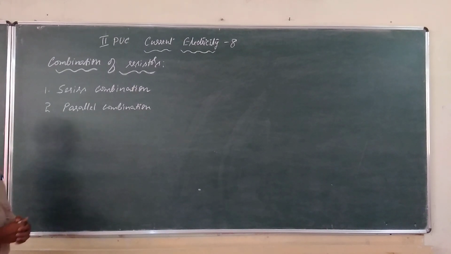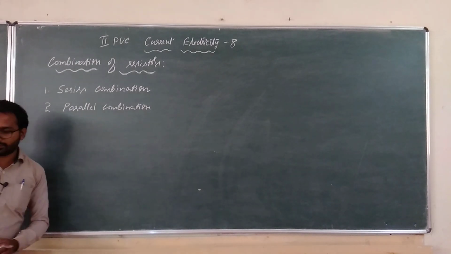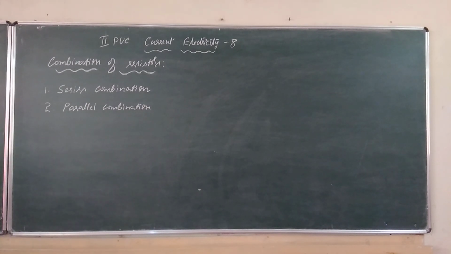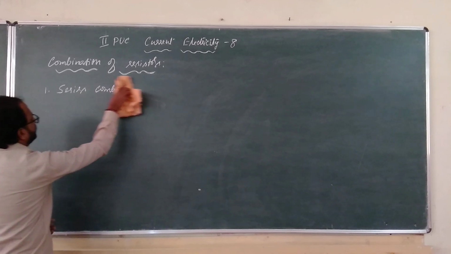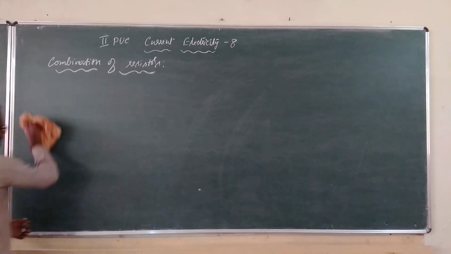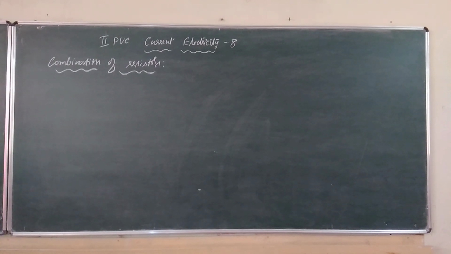Okay, since we cannot get resistors of all possible values, these are the two basic combinations which are possible. One is series combination, the other one is parallel combination. So we discuss series combination of resistors and then parallel combination of resistors. Okay, so resistors in series.